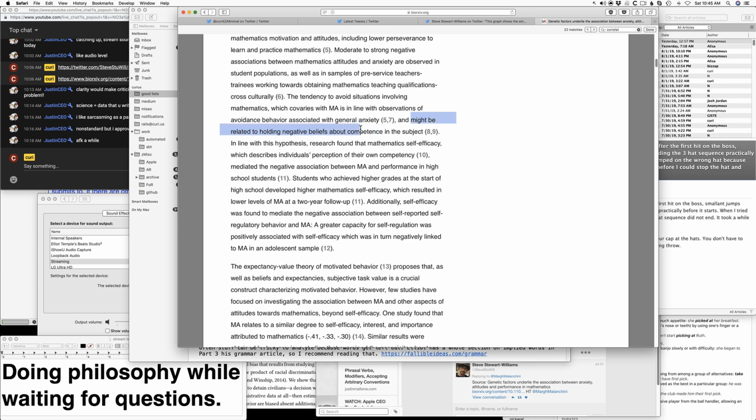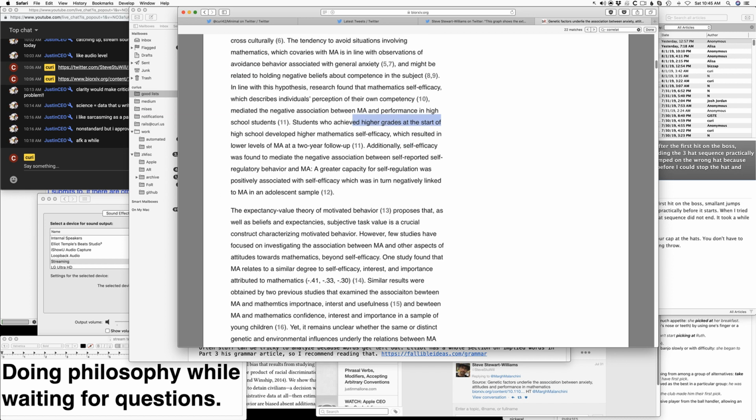Might be related to holding negative beliefs about competence in the subject, or it could be related to actually being incompetent in the subject. That would be my first guess. People who got higher grades early on, in other words, people who were better at math, probably did better later. Somehow that is telling us that anxiety is the issue.